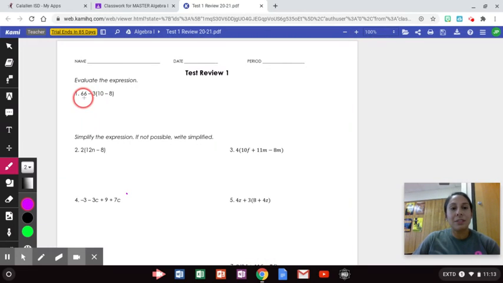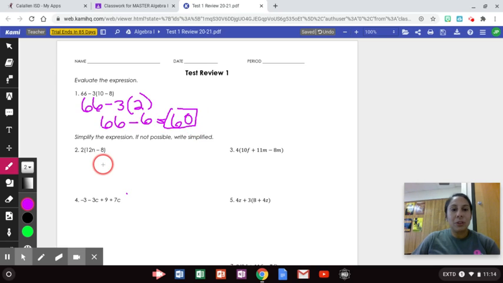So the first one we have was 66 minus 3 times (10 minus 8). For this problem, you want to do what's in parentheses first, okay? So we have 66 minus 3. Inside the parentheses, the 10 minus 8 gives us 2. Next, we multiply right here. So we have 66 minus 3 times 2, which is 6. So the answer is 60.